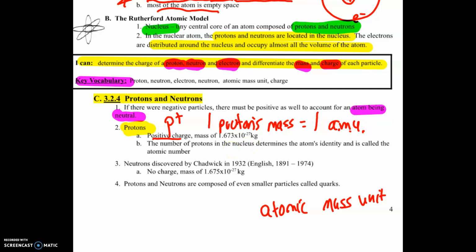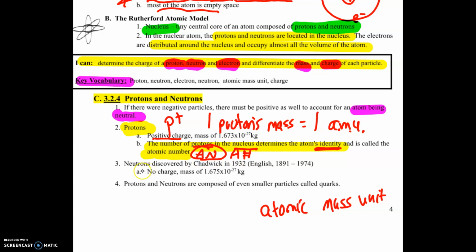Here is the most important thing you will probably learn in all of chemistry. The number of protons in the nucleus determines the atom's identity, and it is called the atomic number. So protons in the nucleus gives it the identity, and we sometimes will abbreviate atomic number as AN, or I'll sometimes write like a number, atomic number. Usually you'll see AN for atomic number.